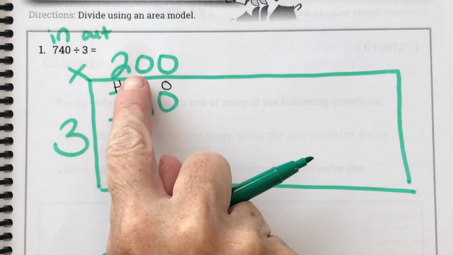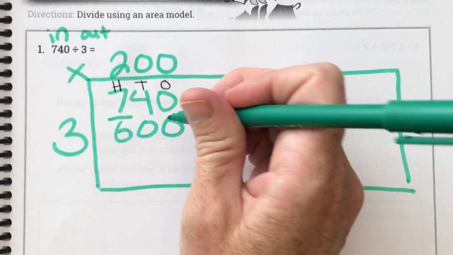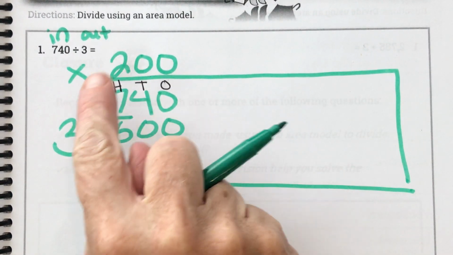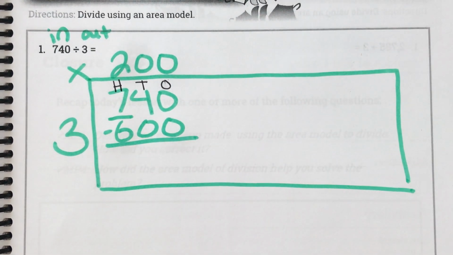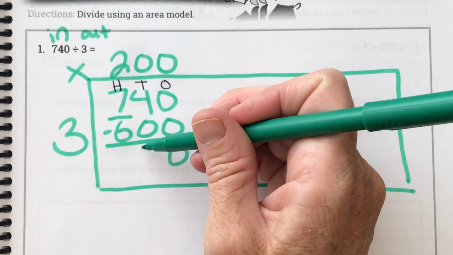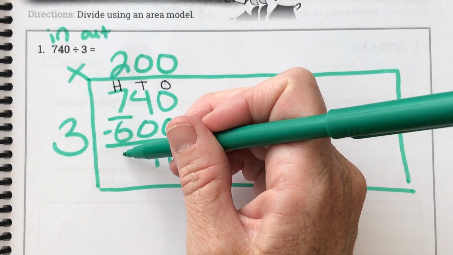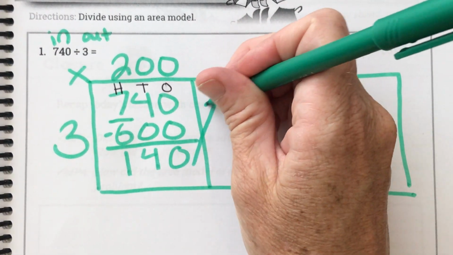Okay, now we're going to multiply. 200 times 3 is 600, because I said 2 times 3 is 6 and I had 2 zeros. Okay, now let's subtract. 0 take away 0 is 0. 4 take away 0 is 4. 7 take away 6 is 1. Okay, let's bring that up.